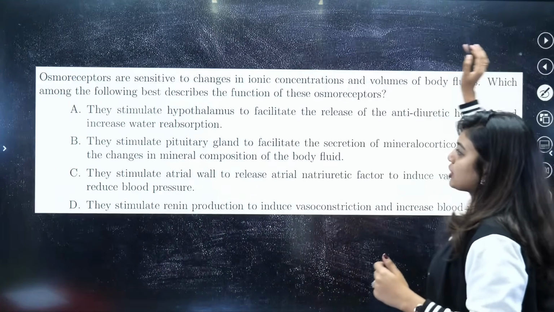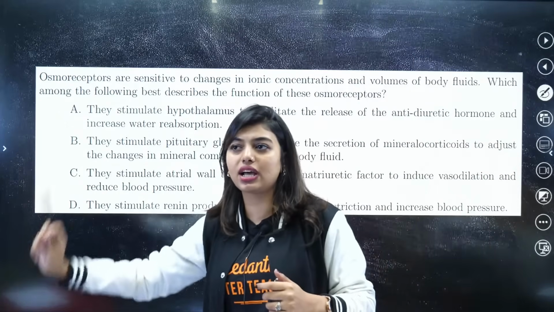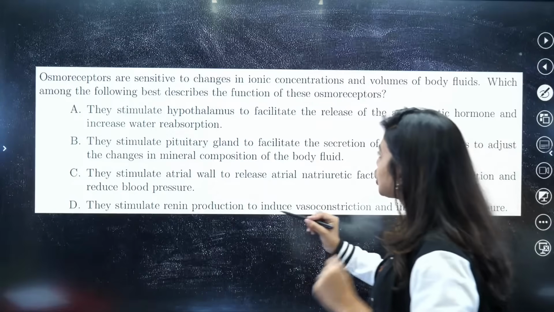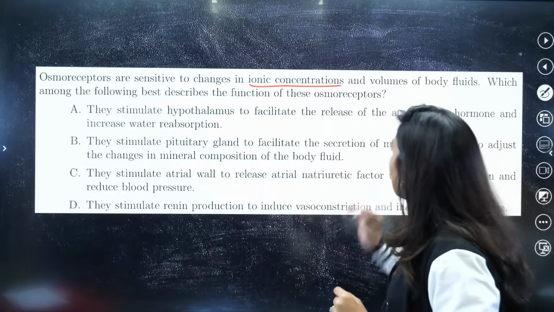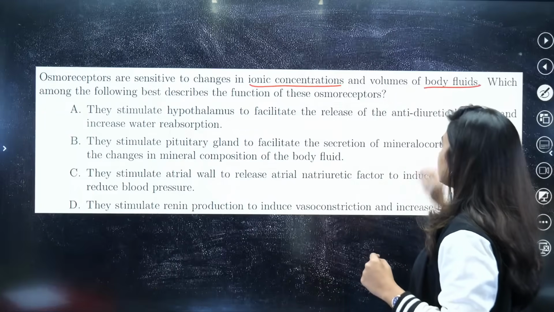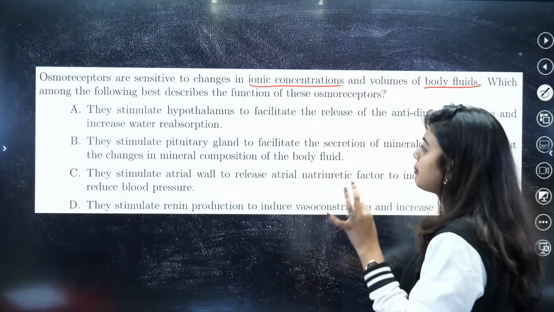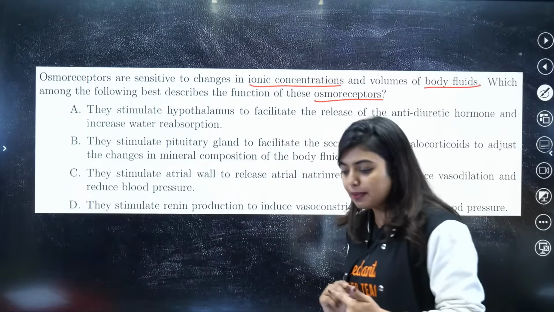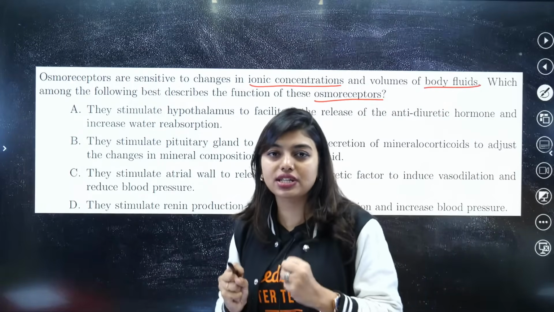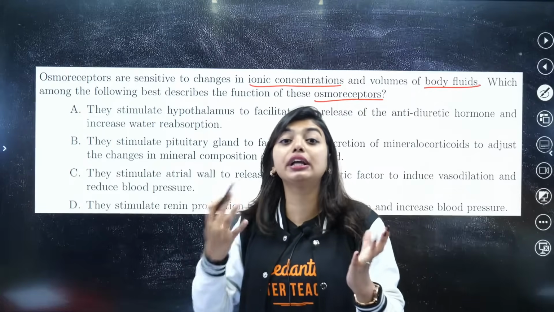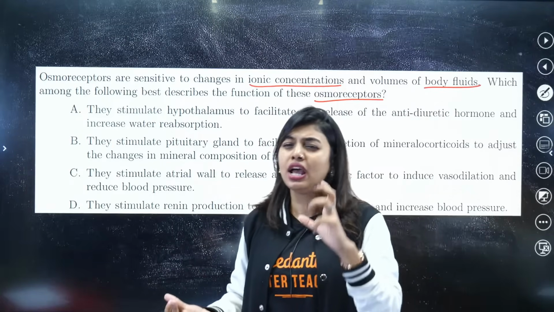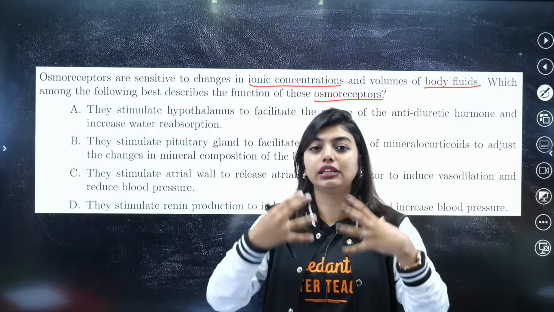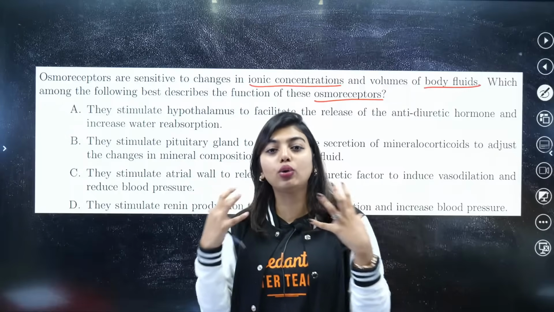These are all previous year questions, so don't worry, your previous year questions are covered properly here. Osmoreceptors are sensitive to changes in ionic concentration and volumes of body fluids. Which among the following best describes the function of these osmoreceptors? Osmoregulation means ionic balance, salt and water balance. Osmotic pressure also has to be maintained in the blood, throughout our body.